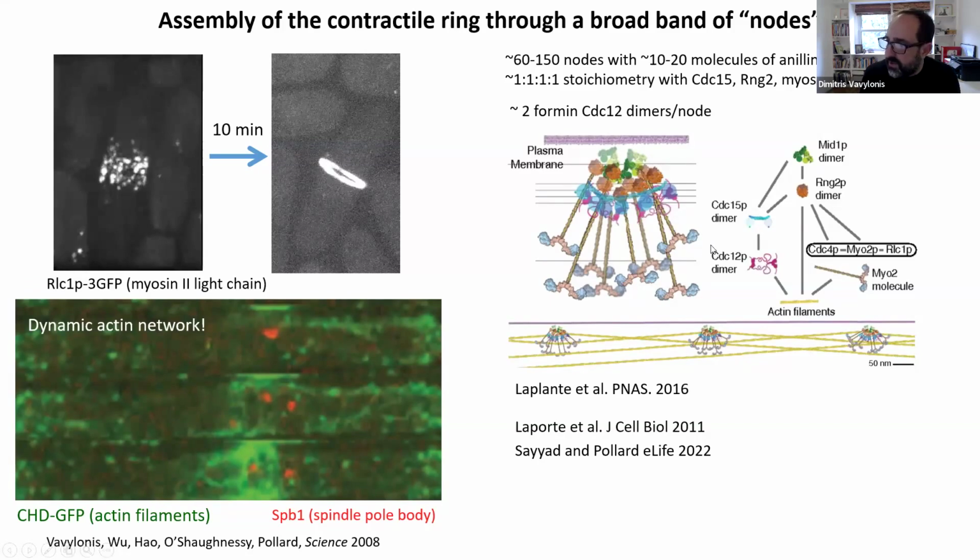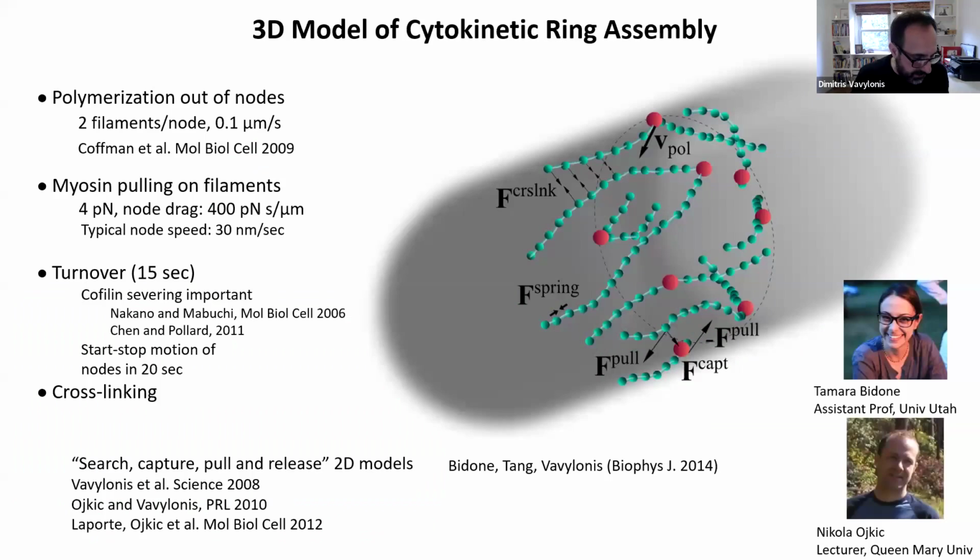So we have now some understanding of the molecular composition of these nodes that are attached to the membrane by this anillin protein MID1. There's another protein called CDC15, and then this brings this formin CDC12 and myosin together to create this kind of actin generation and pulling machinery. So we've worked to understand the mechanism of this process.